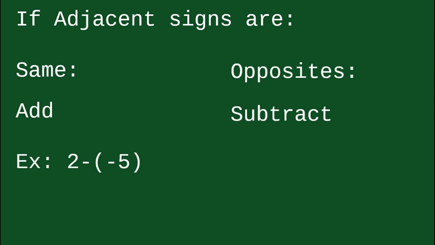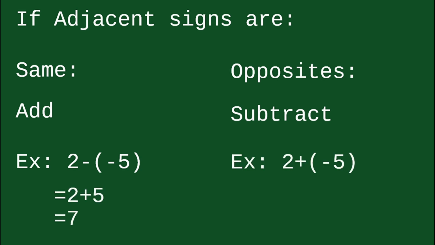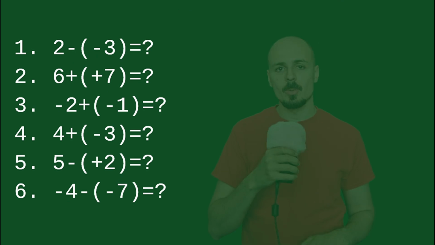For example, 2 minus negative 5 becomes 2 plus 5, or 7, whereas 2 plus negative 5 becomes 2 minus 5, or negative 3. Try simplifying then solving the following questions. Again, pause the video now to give it a go, otherwise the answers will be revealed in 3 seconds.